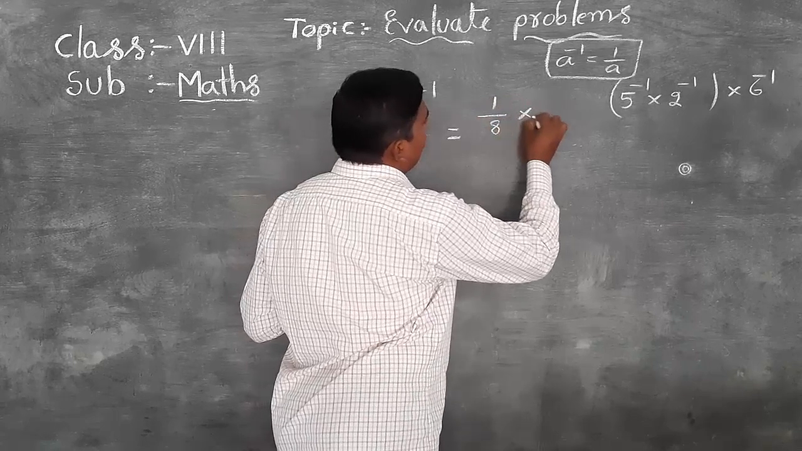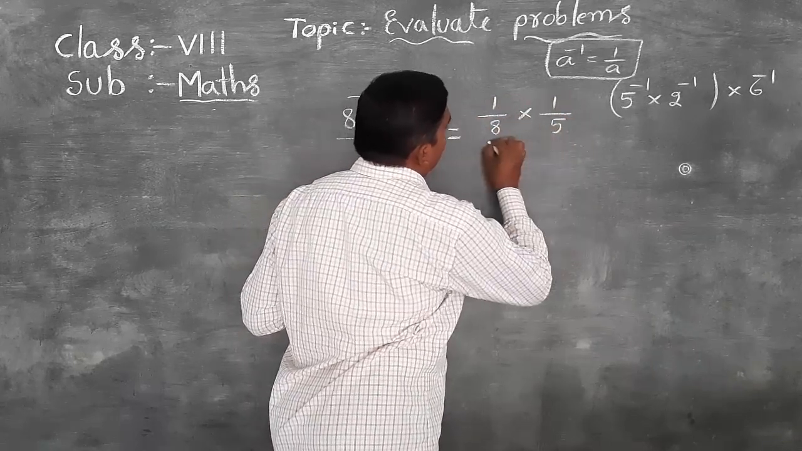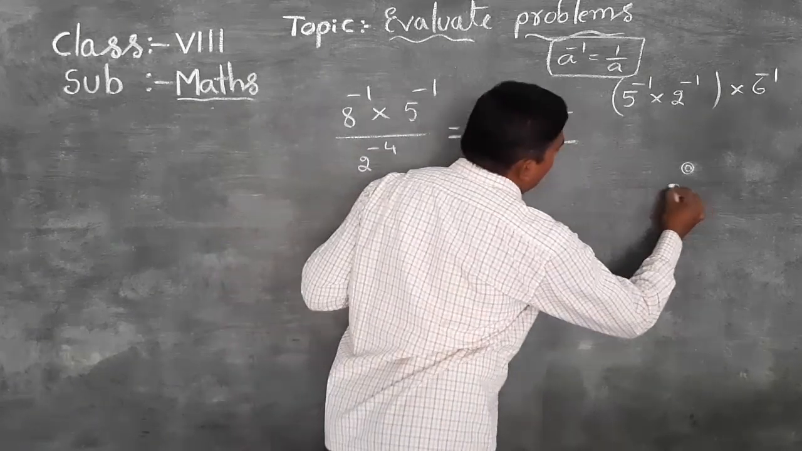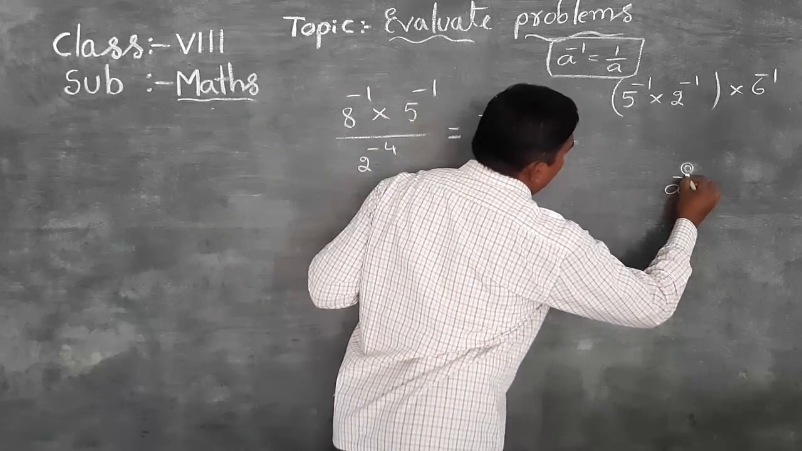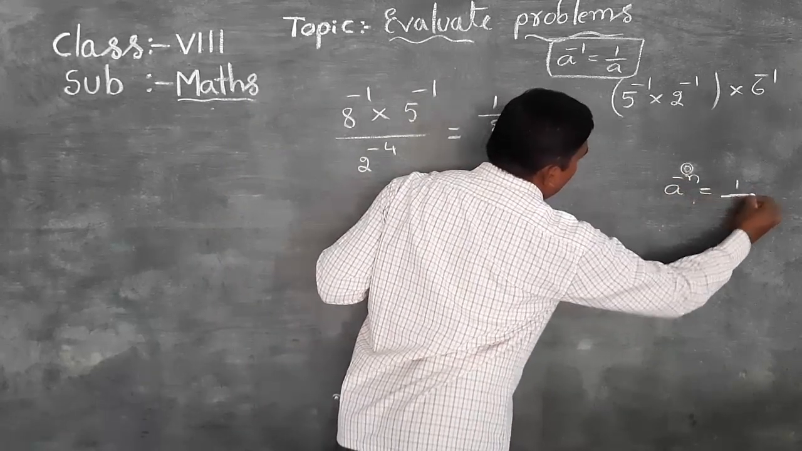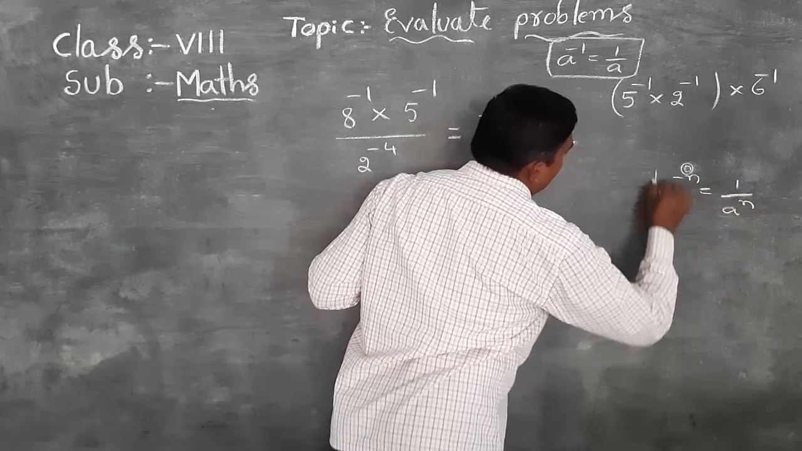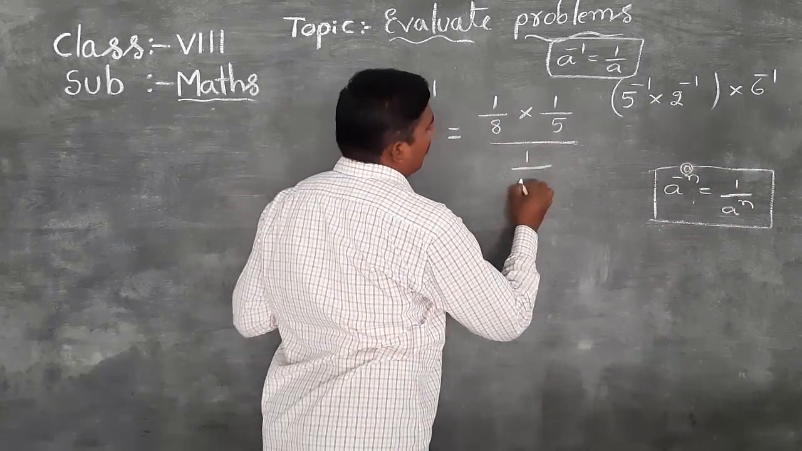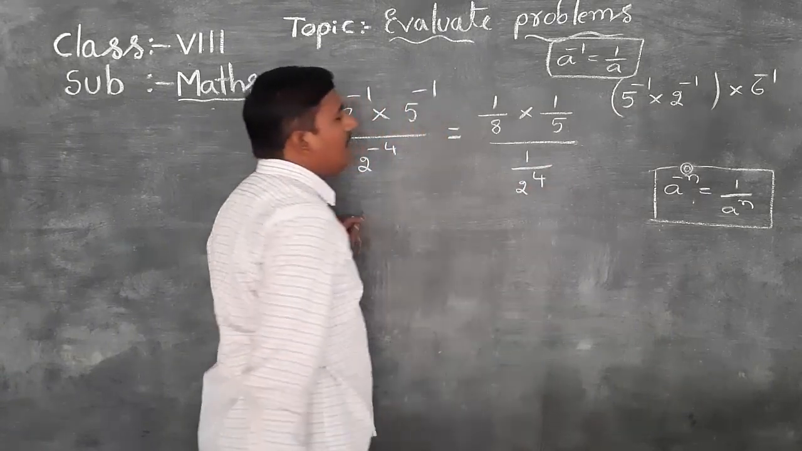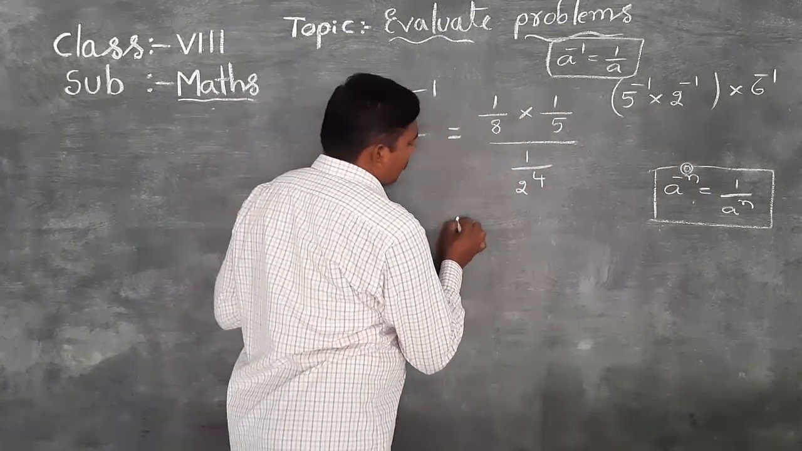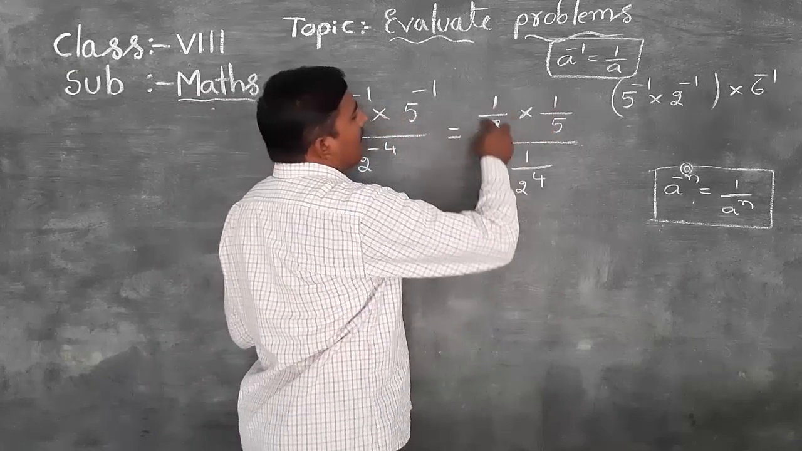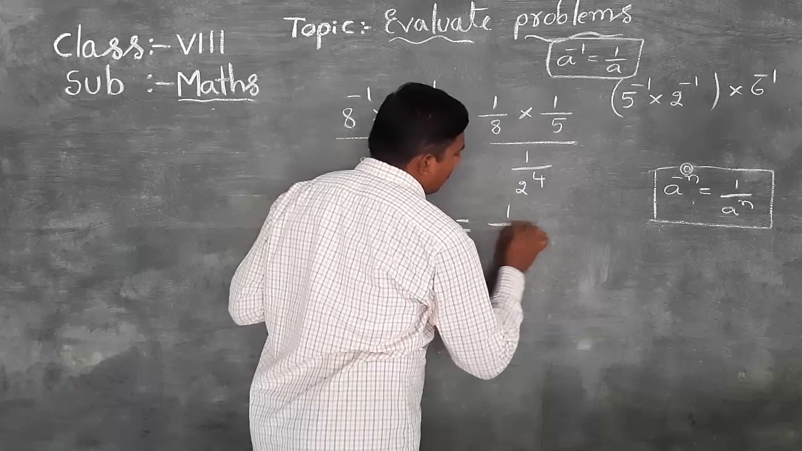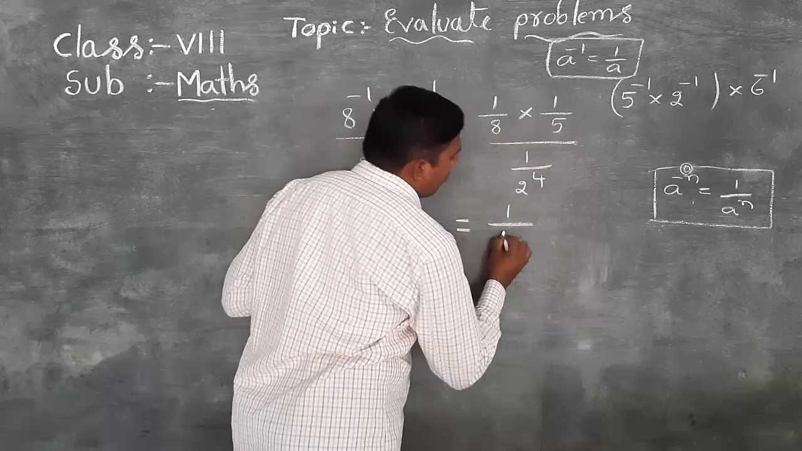1 by 8 into 1 by 5 by 2 power minus 4. Means this formula: A power minus n is equal to 1 by A power n. So 1 by 2 power 4. Here, is cancellation possible? No, not possible. So 1 1 jar 1, by 8 5 jar 40.